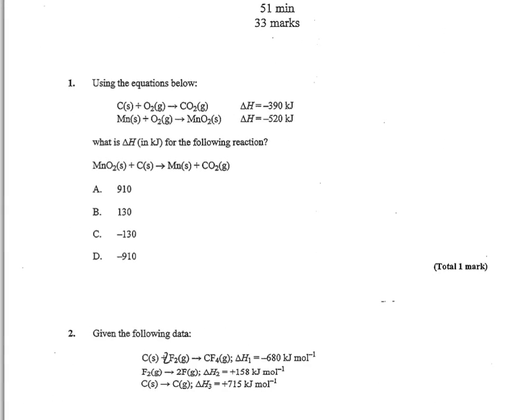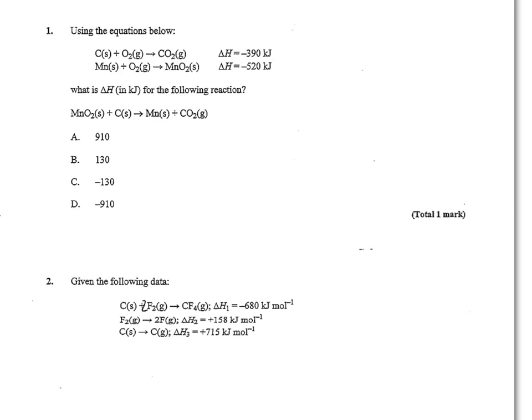Question number 1 was pretty straightforward. It was Hess's law with just two equations. When you look at it, you should notice that equation 1 has carbon on the correct side, CO2 on the correct side. Equation 2, though, you need to flip the MnO2 and Mn around, so that means you need to flip the sign here. And then adding the equations up gives you the 130.